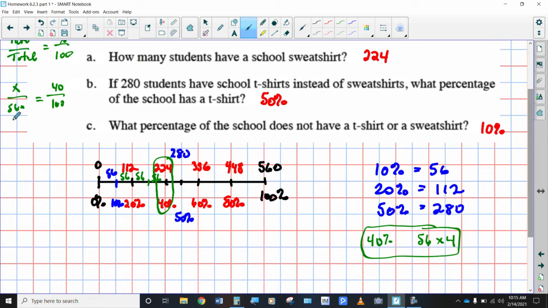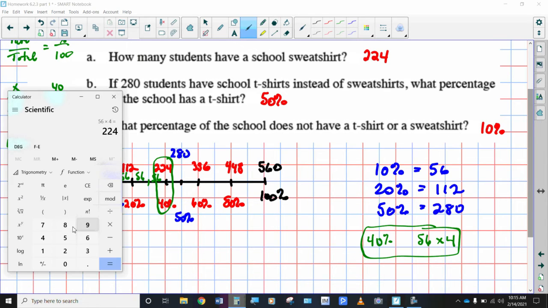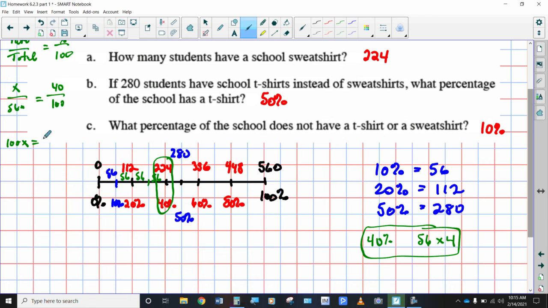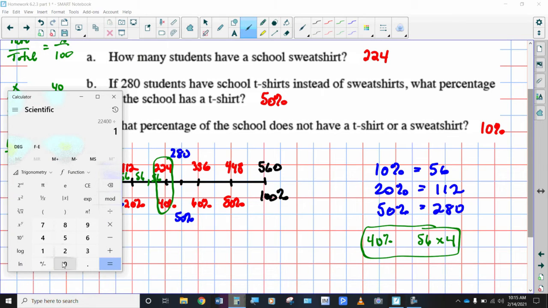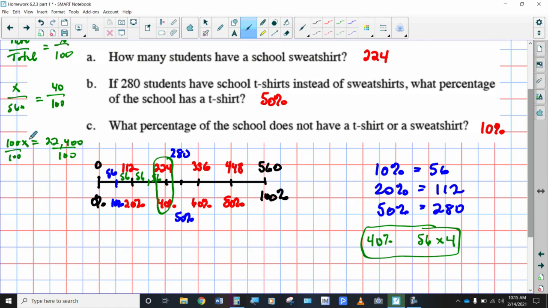And then if I use a percent proportion, I'll cross multiply. I'll get 100x is equal to 40 times 560. 40 times 560 is 22,400. And then when you divide that by 100, because we've got to find out what x is, not 100x, I'll just take that number and divide it by 100, and I get the same answer. So lots of different strategies that you can use here to get to your answer. Diagrams, percent proportions, a little bit of logical reasoning, they're all effective strategies.